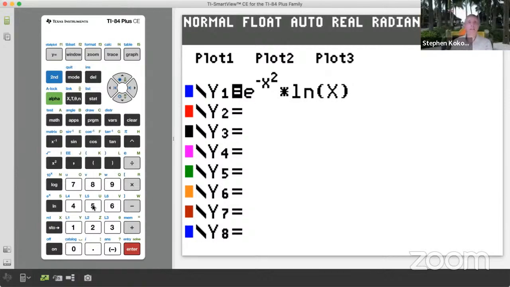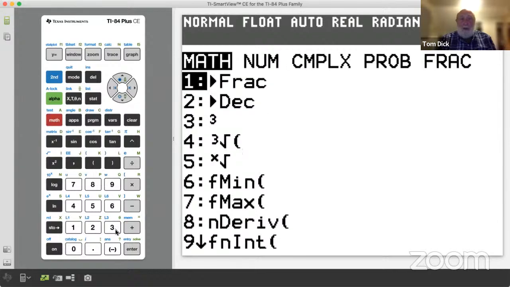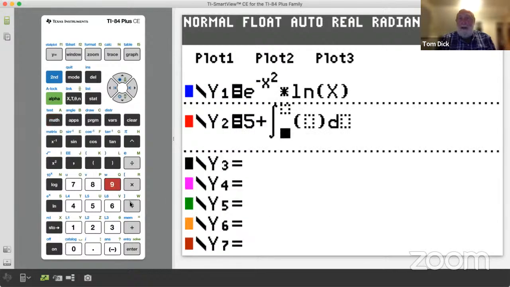Yes, that's correct. We'll put in the 5, and then we'll create a definite integral with 1 as a lower limit and x as an upper limit. That way, when x is 1, that integral will be 0, and we'll get our 5. So let me pull up the math menu, go down to number 9, an int, lower limit of 1, upper limit of x. Now I don't have to type this again because I've got it in y1.